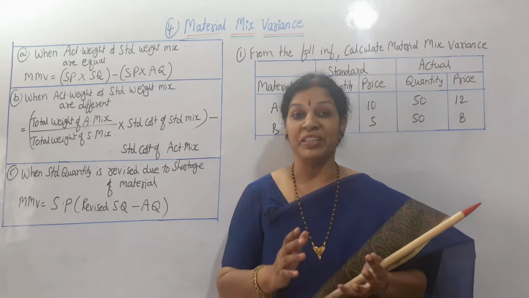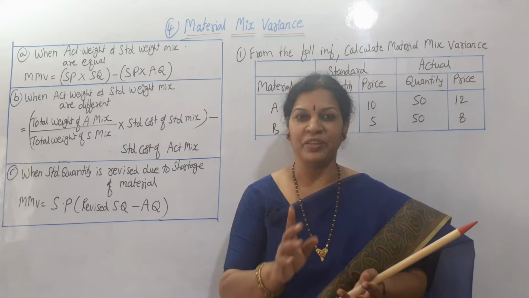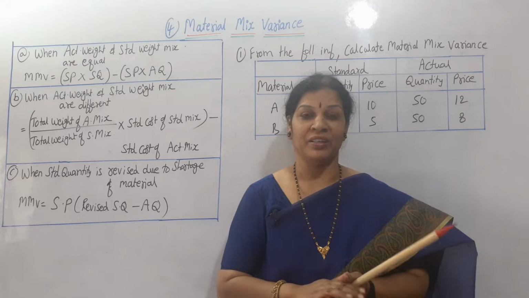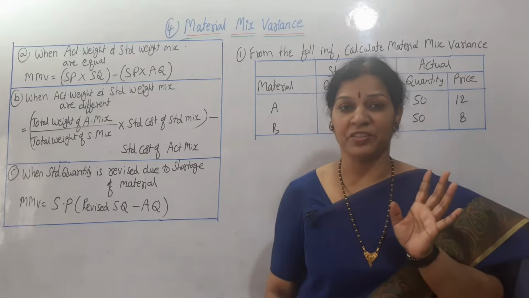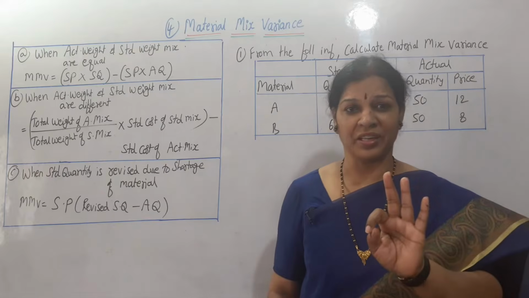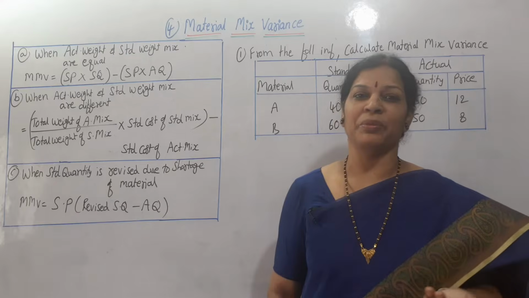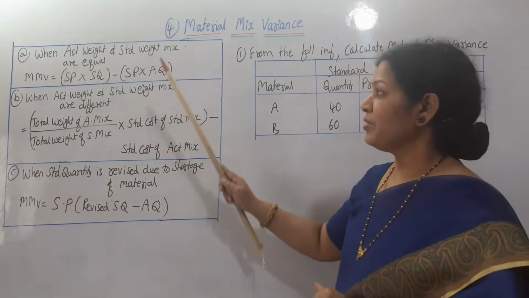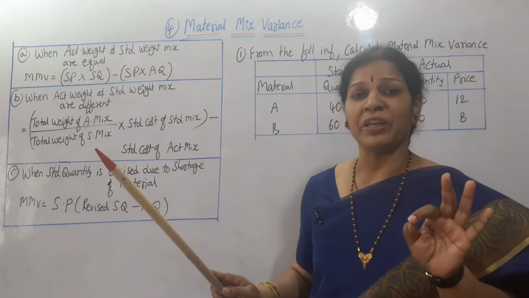Now let's enter into the material mix variance. Material mix variance formula is not one. There are many formulas. But according to the situation, you have to take the formula. Now say for example, these are the 3 formulas for material mix variance. Please carefully listen to this class. You will understand material mix variance. Many people get confused. First 3 are straight, clear, no doubt at all. But when it comes to material mix variance, many people get confused. If you understand this, there is no confusion at all. Now focus on the 3 formulas. When to use that particular formula, that you must know.